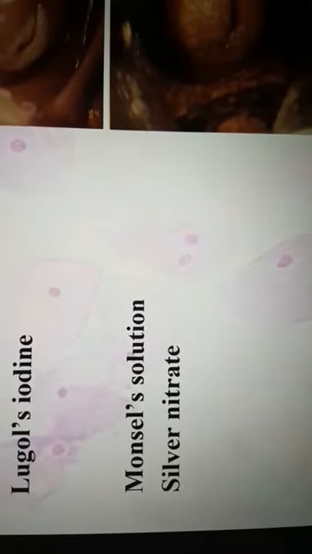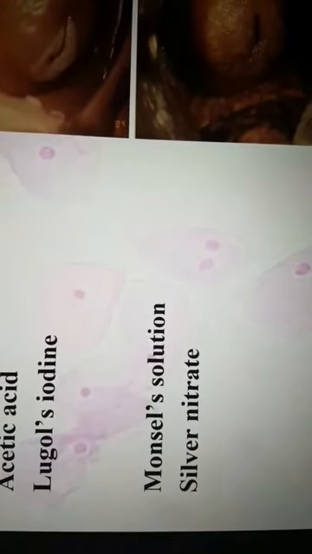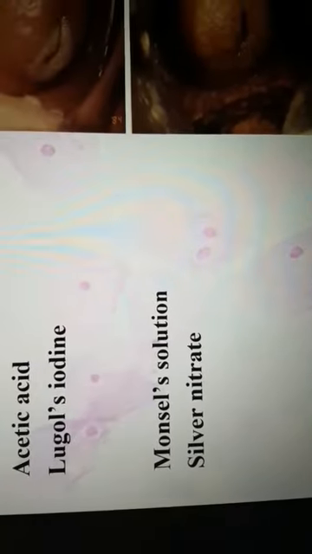We also use Monsel's solution. This is ferric subsulfate. Usually you use it for hemostasis after taking the biopsy, or if you have a patient with severe bleeding from cervical dysplasia or cervical cancer, you use Monsel's solution for hemostasis. We also use a silver nitrate stick, and this is also for hemostasis after taking the biopsy.